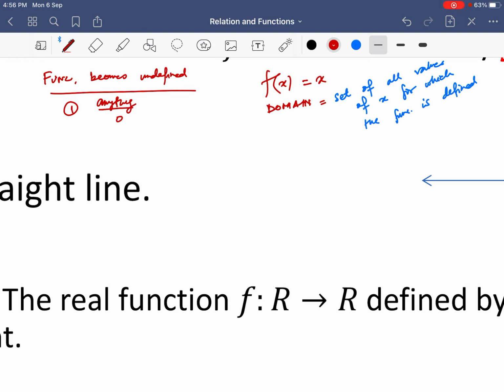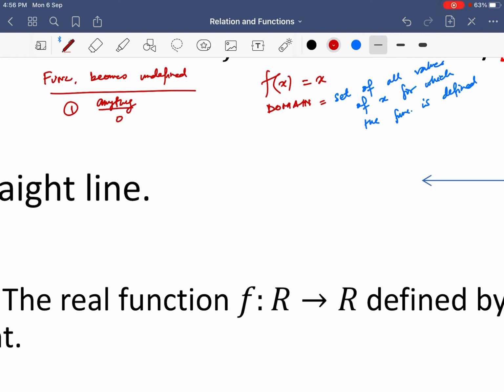In this way, if I have 1/(x+5), you see if x is -5, then -5 + 5 becomes 0. So we have to reject -5, because -5 is that value of x for which the function 1/(x+5) becomes undefined. So in this way we have to reject -5.